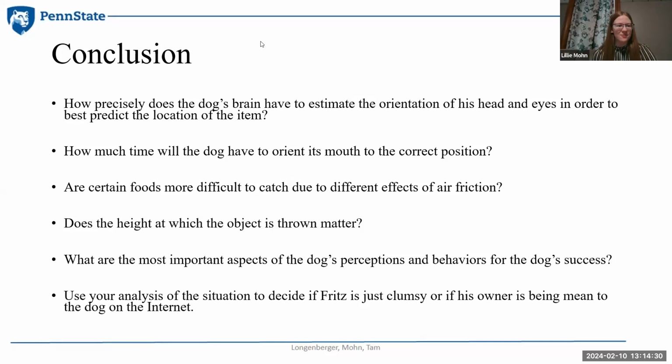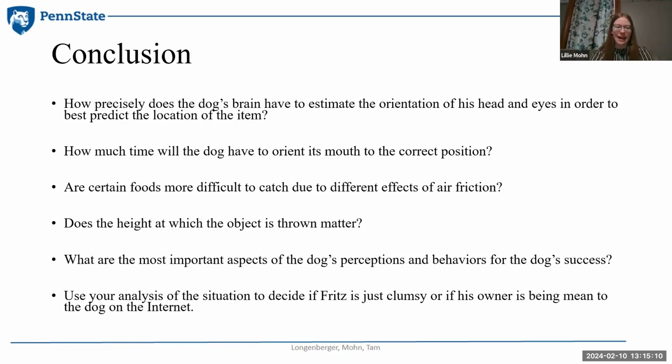So then we can take those results and try to answer some questions with them. First of all, how precisely does the dog's brain have to estimate the orientation of his head and eyes? Our AI model was created so that the dog's head had a hitbox of a few centimeters, and the food also had that same hitbox. Basically, if those ranges overlap, then that means that the dog catches the food. Similarly, in real life, the dog has that little bit of wiggle room to catch the food.